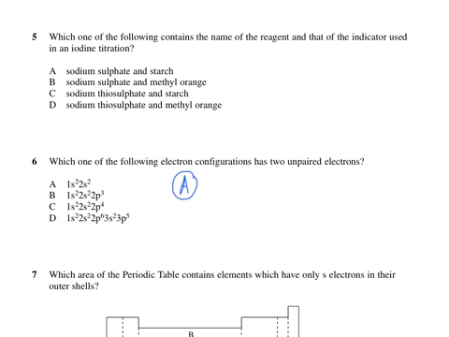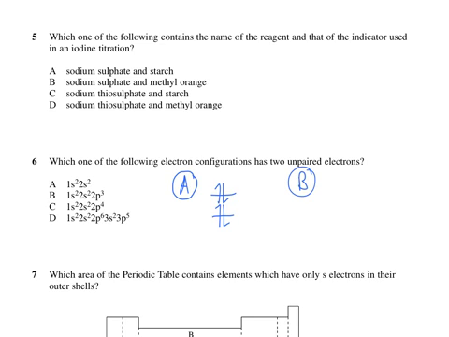So first of all, we've got A, which is 1s2, 2s2. And so we've got 1s and 2s. There's 2 electrons in 1s and 2 electrons in the 2s. So you can see there's no unpaired electrons.